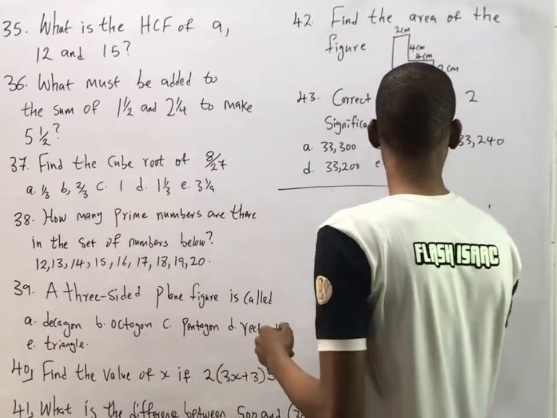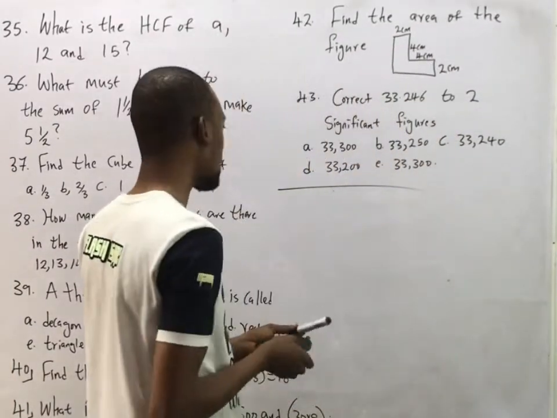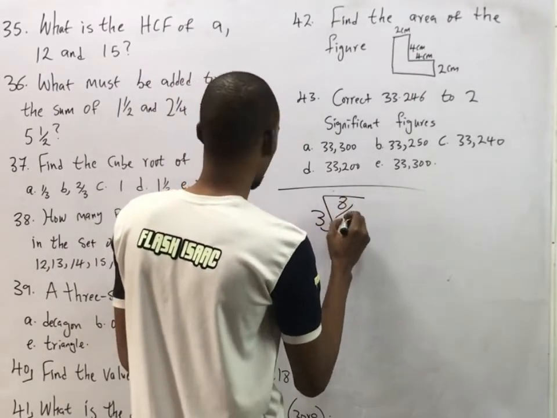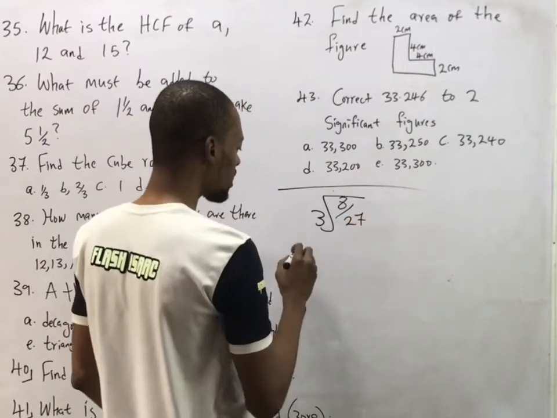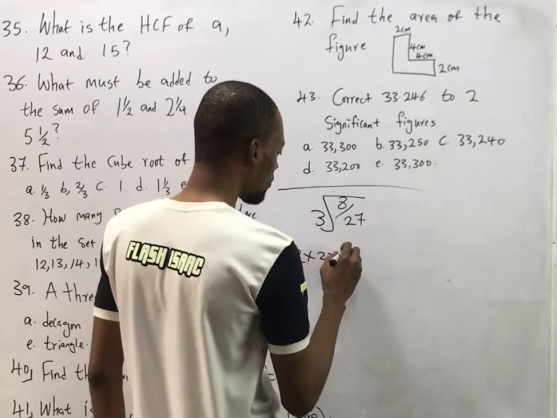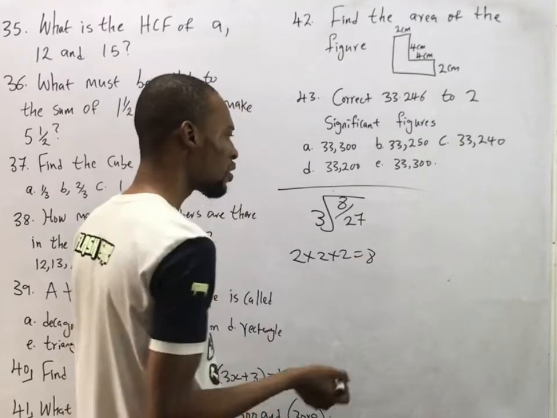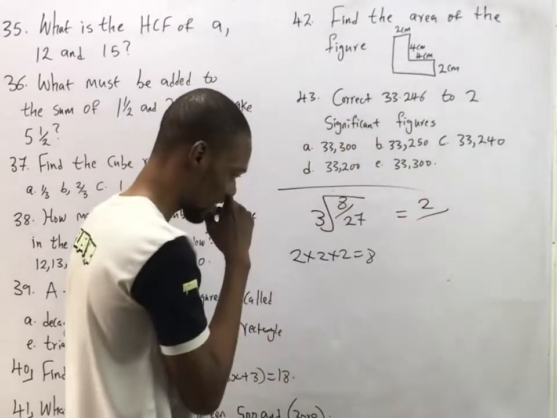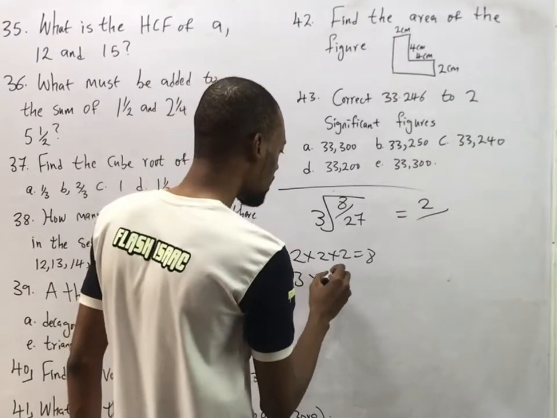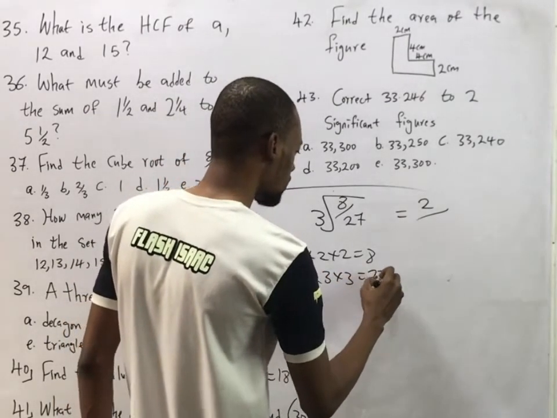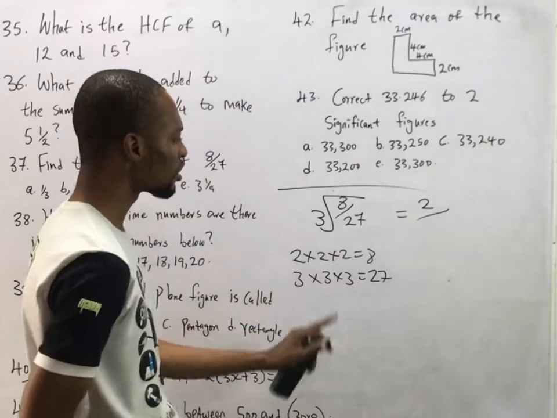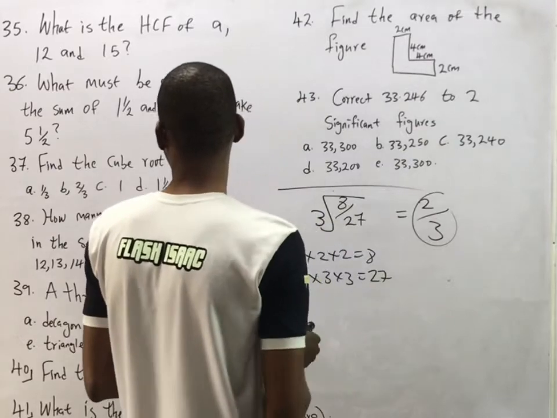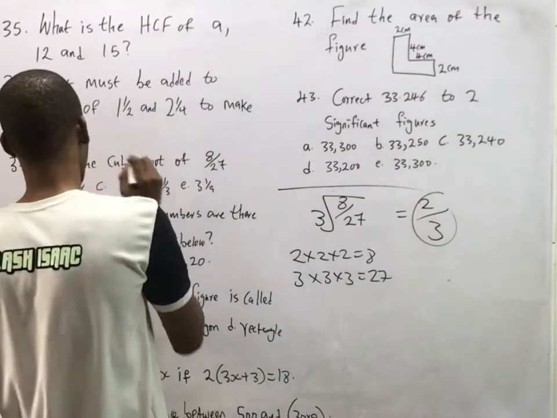Cube root is simply something you multiply 3 times to get a number. So if you have something like this, 2 times 2 times 2 is equals 8. Therefore, the cube root of 8 is equals 2. 3 times 3 times 3 is equals 27. This means the cube root of 27 is 3. So your answer is 2 over 3. That's option B.